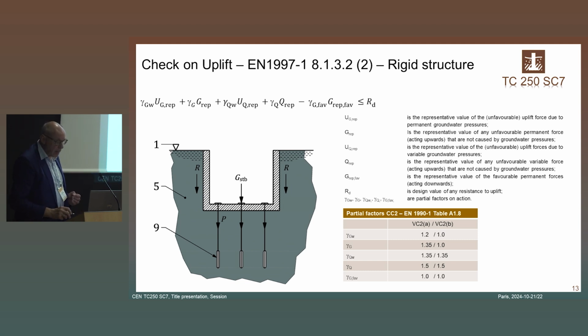The factors have to be applied according to EN 1990. Here are the numbers. I think Joachim will discuss this further. I just want to say that if you want to change these values in your country, you have to go to EN 1990. We cannot do that in the National Annex of EN 1997. You have to go to the National Annex of EN 1990.